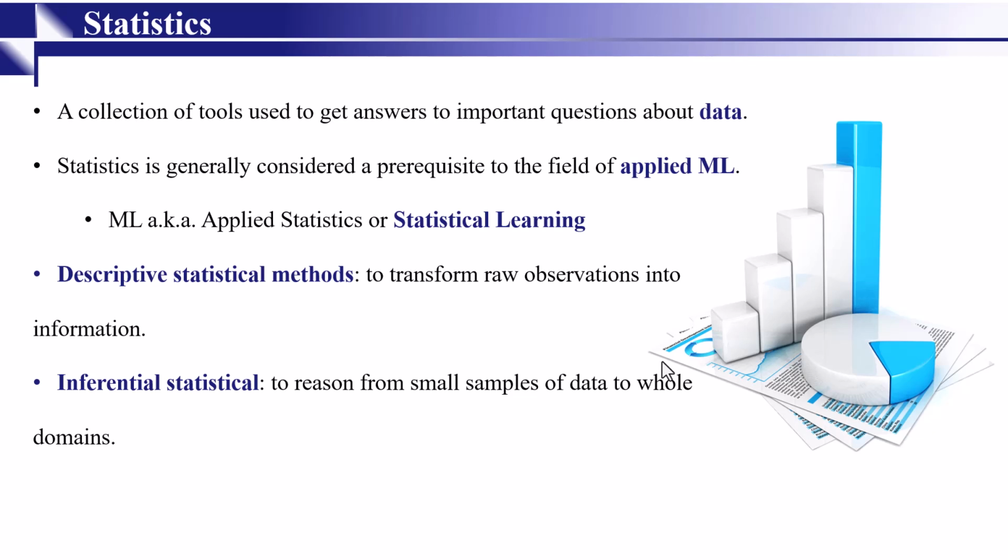Statistics, particularly in the context of machine learning, is very important. Statistics help transform raw observations into understandable and shareable information using descriptive statistical models. They also enable reasoning from small samples of data to broader domains using inferential statistical models. So, statistics is a collection of tools developed over hundreds of years for summarizing data and quantifying properties of a domain based on a sample of observations.